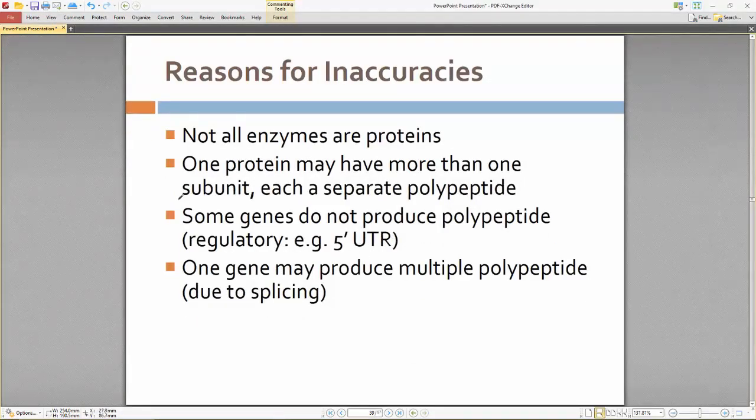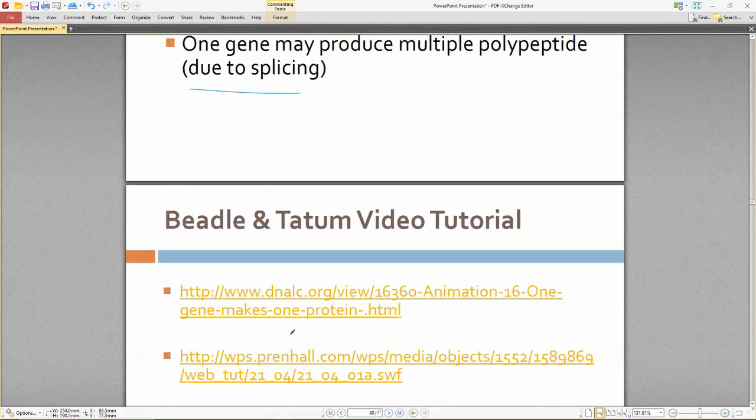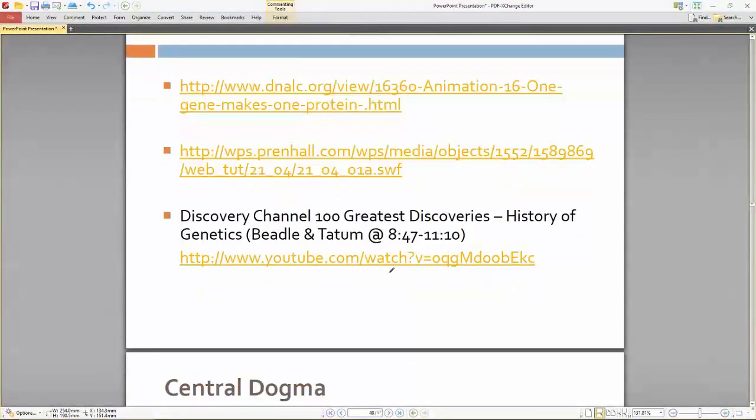Yeah, so here, not all enzymes are proteins. One protein may have more than one subunit. Some genes do not produce polypeptides. And one gene may produce multiple polypeptides. And we'll learn about splicing today. There's some videos.